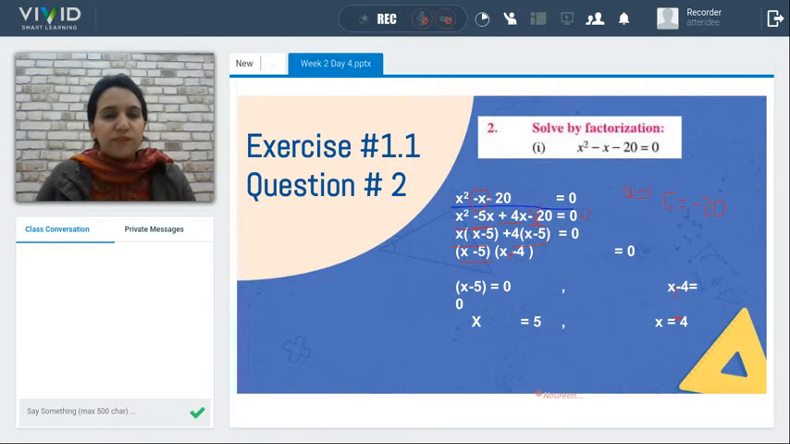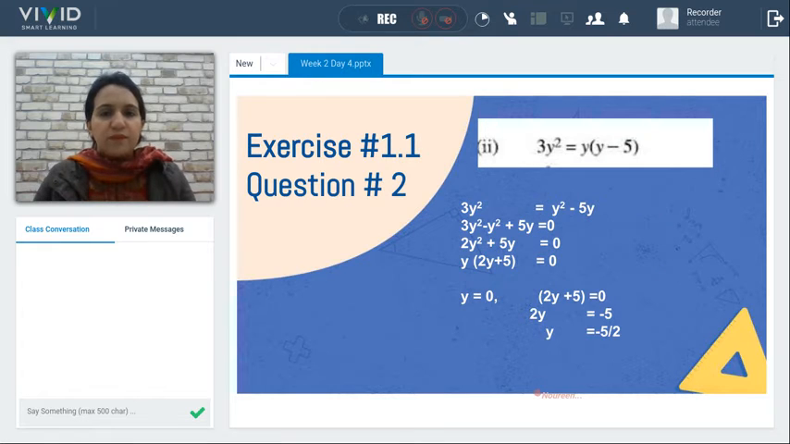We can move on to the second question now. Second question is 3y square is equal to y bracket y minus 5. So first step is to write in the standard form. What is the standard form of quadratic equation? Ax square plus bx plus c is equal to 0. So by writing in the standard form, what do we get?